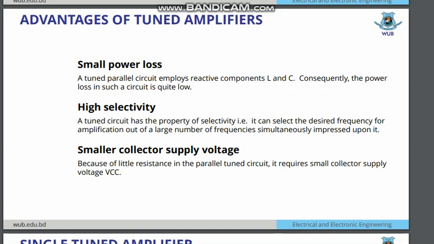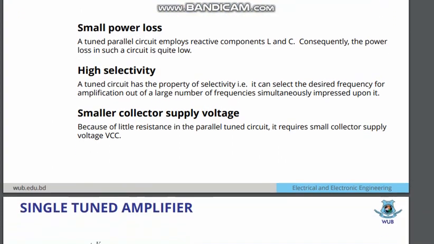A tuned circuit has the property of selectivity, that is, it can select the desired frequency for amplification out of a large number of frequencies simultaneously impressed upon it. Smaller collector supply voltage: because of little resistance in the parallel tuned circuit, it requires a small collector supply voltage VCC. So there are three advantages. First, small power loss. Second, high selectivity. Third, smaller collector supply voltage.